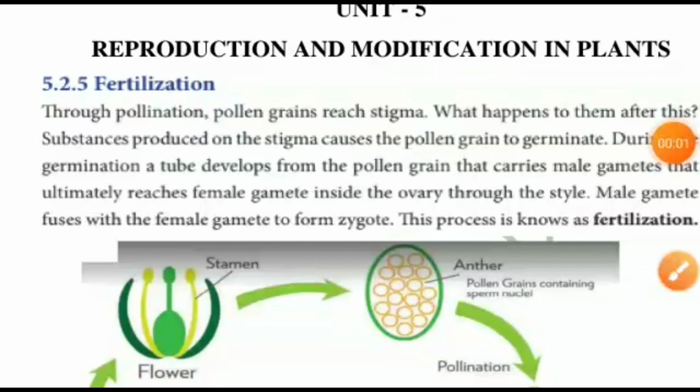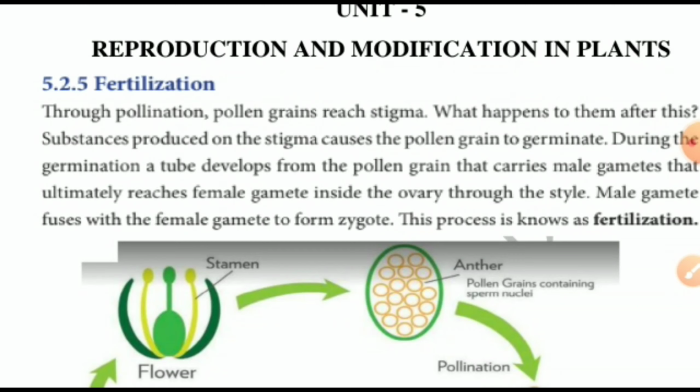Now book. What are the questions possible to ask in 1 mark? What are the processes involved in reproduction? Pollination and then fertilization. These two processes are involved in reproduction.